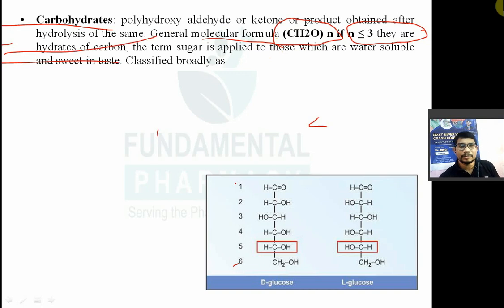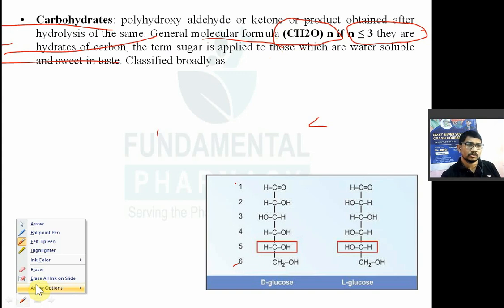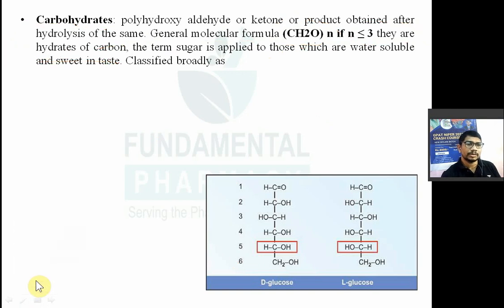Now what is meant by sugar? The term sugar is applied to those carbohydrates which are sweet in taste and water soluble. तो sugar मतलब सब carbohydrate नहीं है. Normally we use the sugar term, but sugar is not exactly a term for all carbohydrates, because sugar is the term for those carbohydrates which are water soluble and sweet in taste. So we call them sugar.